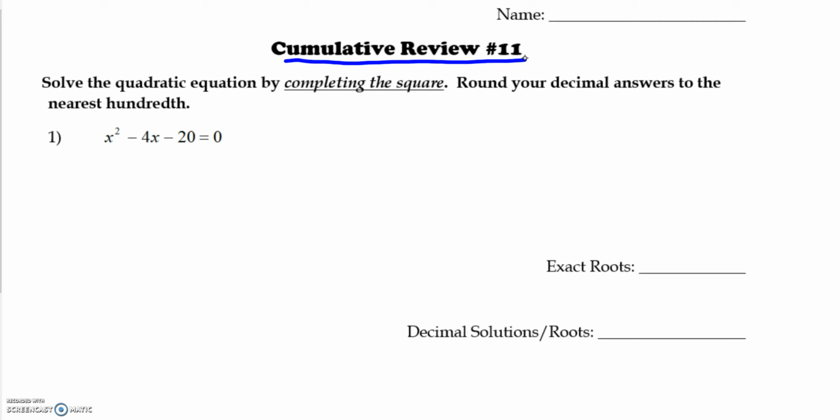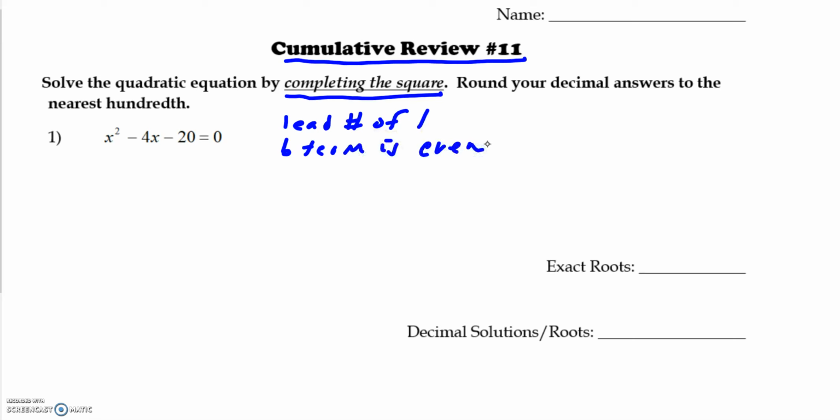So for the first one, we want to solve by completing the square, and here is why. Notice that we have a lead number of 1, and that usually points to either factoring or completing the square. And also notice that our b term is even. So whenever we have an even b term, that's when completing the square is useful as well.